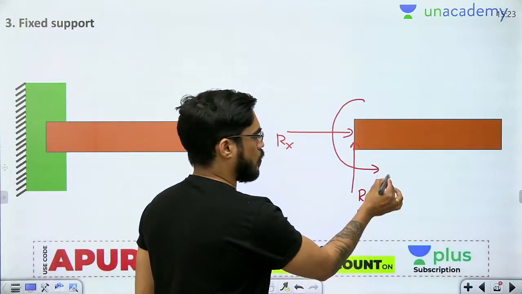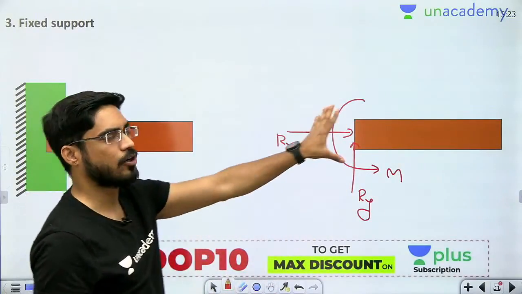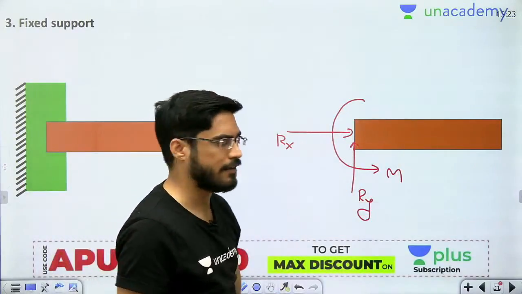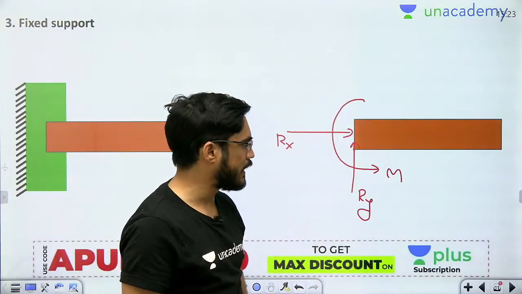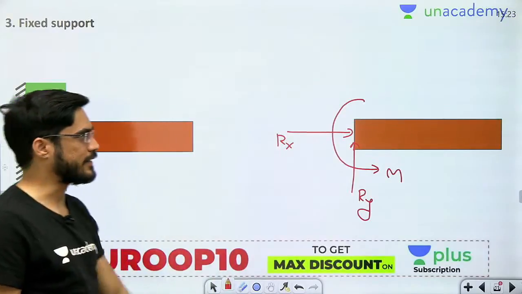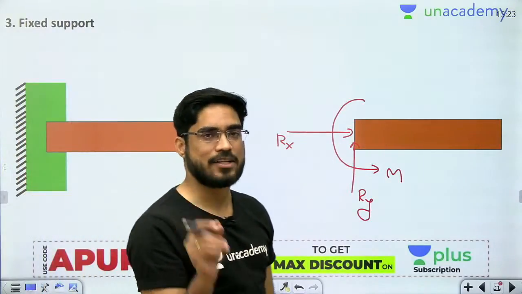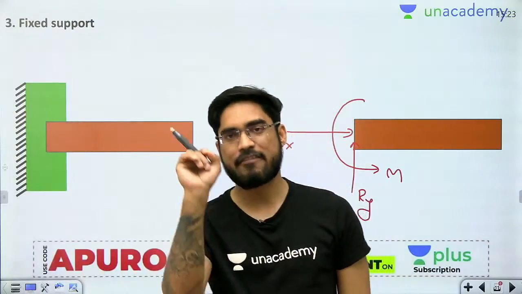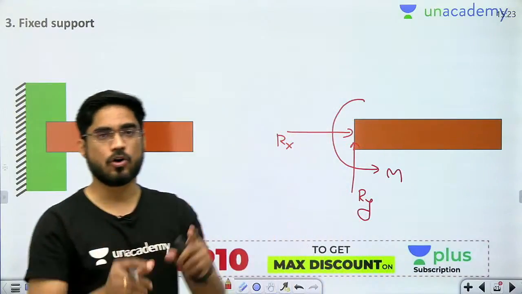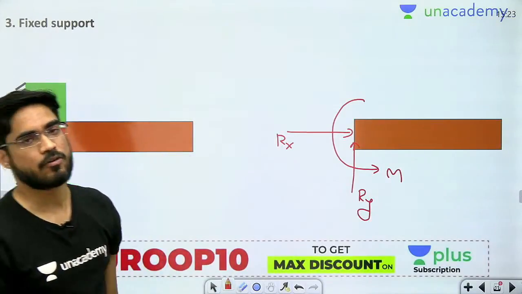Now the moment also can be clockwise or anti-clockwise. I am assuming anti-clockwise. If my answer is positive, the direction of M is correct. If my answer is negative, the direction of M is wrong. So this is the third type of support, fixed support. Whenever you isolate the body, whenever you draw the FBD of the body, you need to know what type of support you are having and what type of reaction you are going to get.